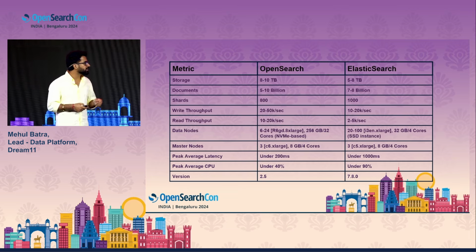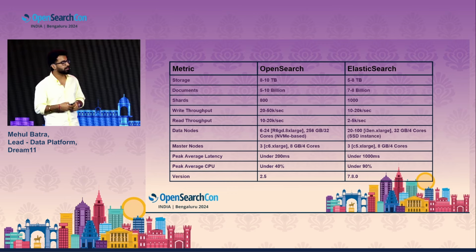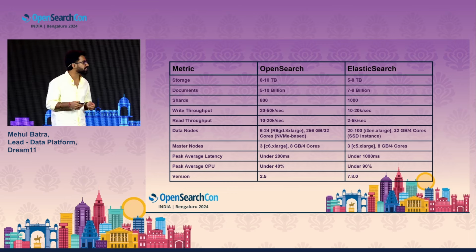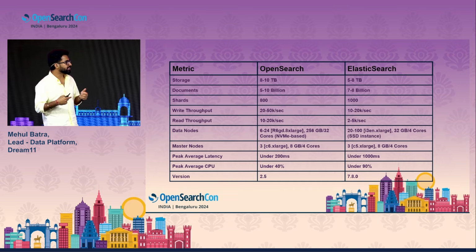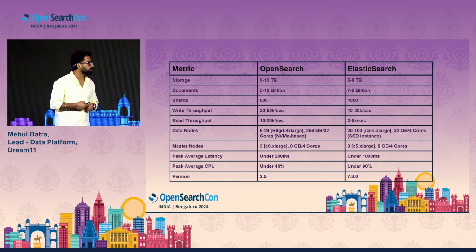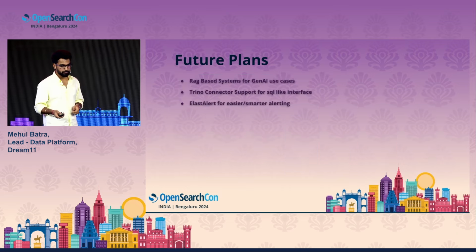One of the things I would like to highlight was that our peak average latency used to go around 1,000 milliseconds during the peak hours, when the match is about to start. And the CPU used to linger around 90%. Now the average latency has fallen to under 200 milliseconds, even during the peak hours when we have a very high scale of both reads and writes. And the average CPU has now fallen to 40%, which is quite significant.